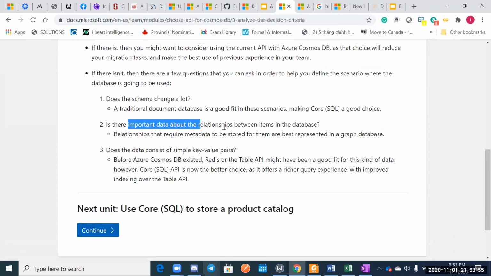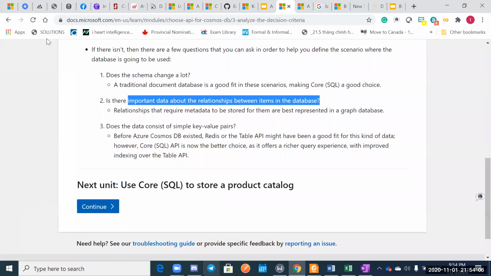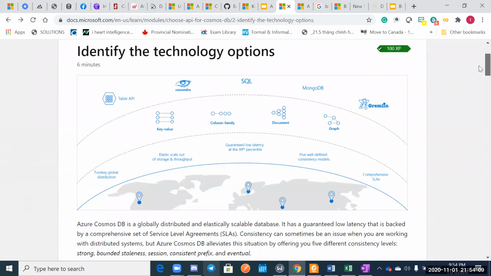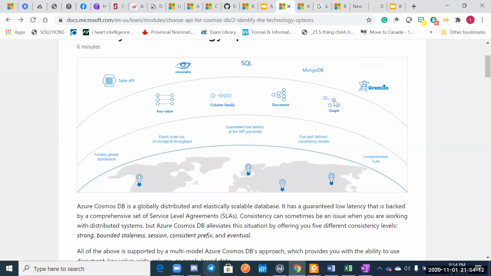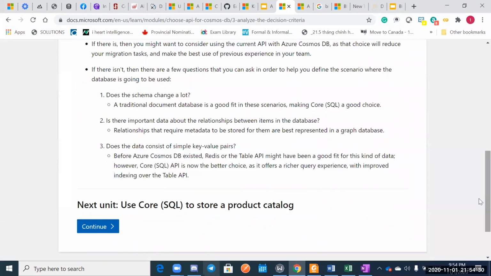Number two, is there important data about relationships between the different items of the database? So remember, relationship in metadata, and if you go back to this picture, relationship data is graph because you have the relation between each node, right? Node A has a relation to node B. So things like social network data, where we have a lot of connections together, is the relationship between the data. So relationships are best stored in a graph database.